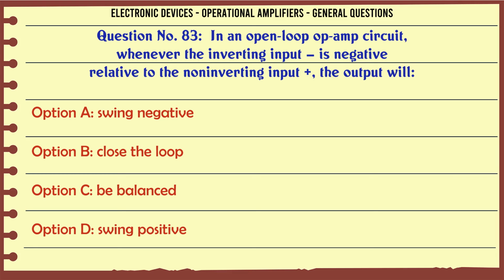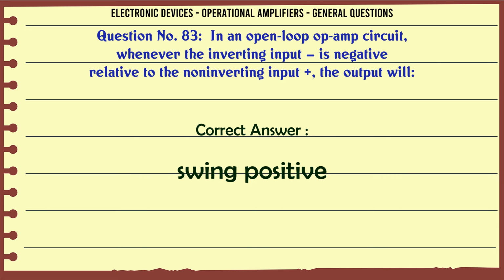In an open-loop op-amp circuit, whenever the inverting input is negative relative to the non-inverting input, the output will A. Swing negative, B. Close the loop, C. Be balanced, D. Swing positive. The correct answer is swing positive.